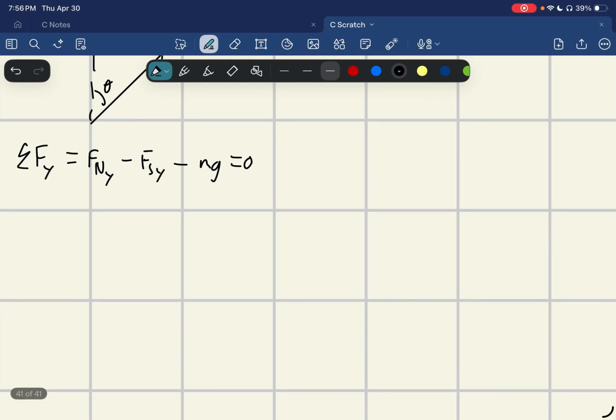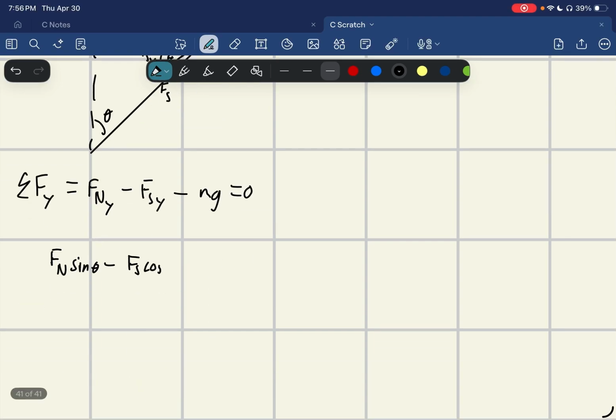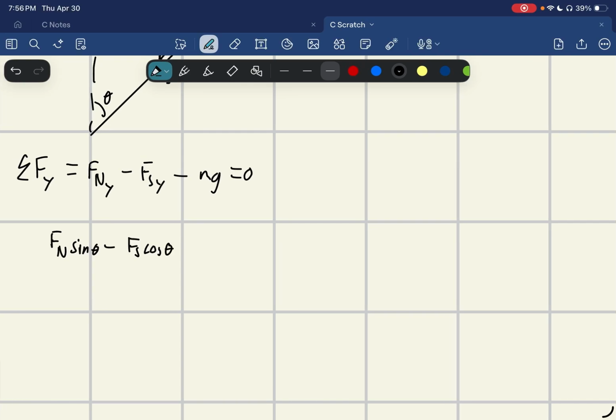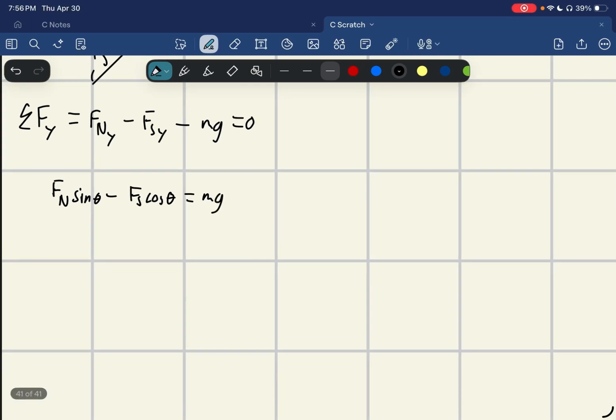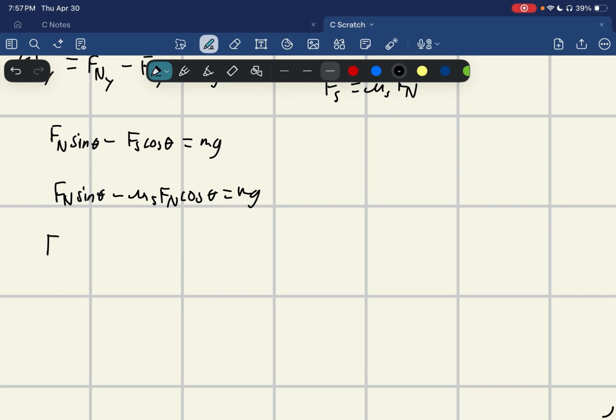And then breaking up, fny is fn sine theta, and fsy is fs cosine theta, because since we determined the angle to be here, not there, the angle should be down here. So fn sine theta minus fs cosine theta is equal to mg, moving mg over there. And then I'll break up fs into mu s fn. So fn sine theta minus mu s fn cosine theta is equal to mg, and then factoring fn from both terms on the left side.